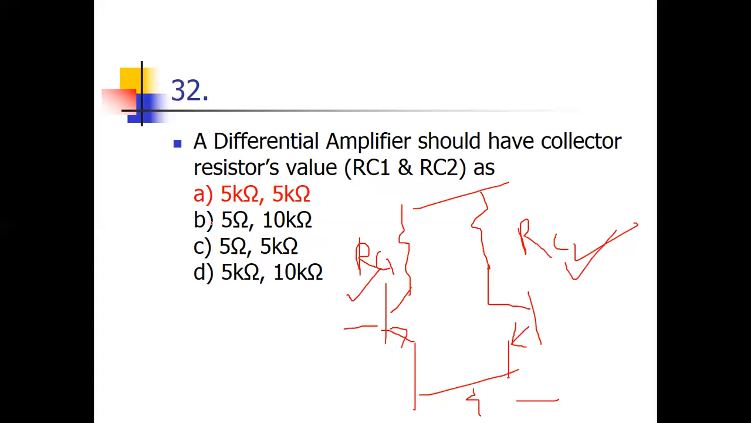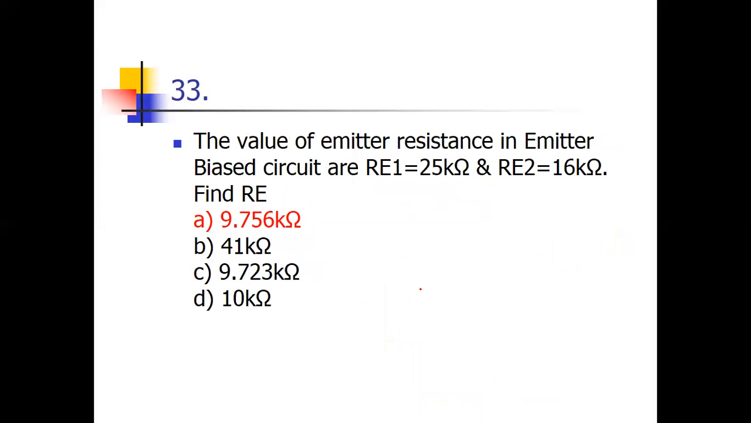Now in this case, 5 and 10 are different values. 5 ohm and 5 kilo ohm, again different. 5K and 10K, different. So only this is your correct answer. But it can be given as 10K, 10K, or A, A, B, B. So remember the values are not fixed, but for a differential amplifier, both resistances should be the same.